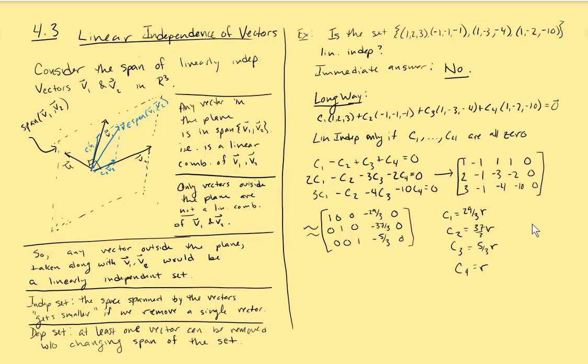So we can conclude that since C1, C2, all the way to C4 are not all 0, this set is linearly dependent.